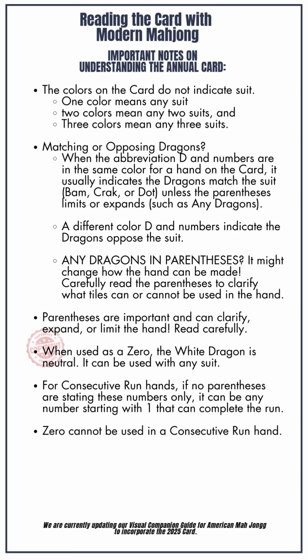It just so happens that the Kong of Dragons is in the same suit as the 1, 2, 3, but the parentheses say any 3 dragons. So you have a lot of flexibility there. Those dragons, that Kong of Dragons does not have to be the same suit as the numbers.